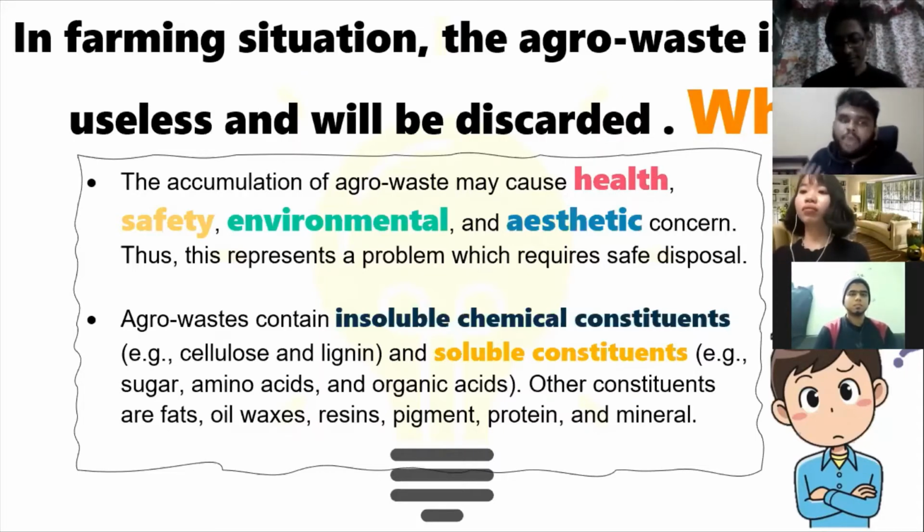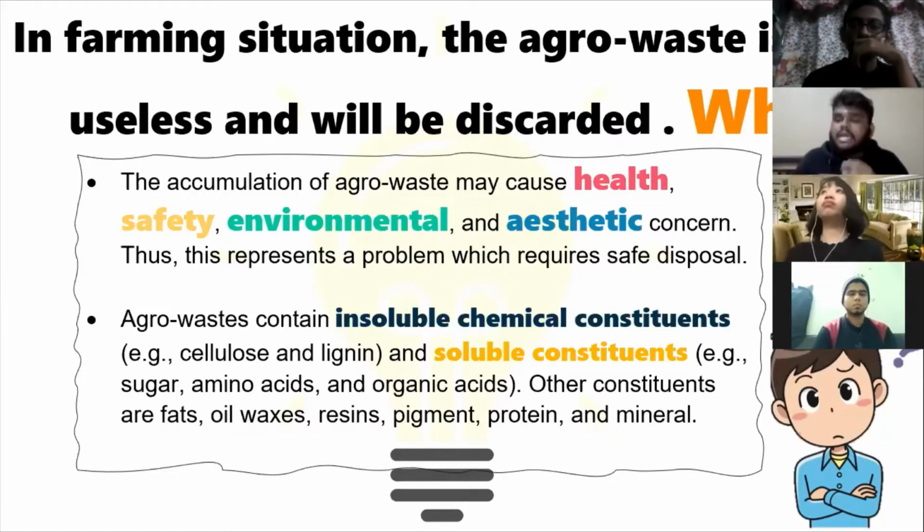So next, why we have to discard this agro waste is because it contains insoluble chemical constituents, for example cellulose and lignin, and it also contains soluble constituents which we can't see, basically like sugar, amino acid, and organic acid. Other constituents are fats, oil, waxes, pigments, protein, and minerals. So these are the external and internal factors that make the agro waste useless and to be discarded. So next slide.